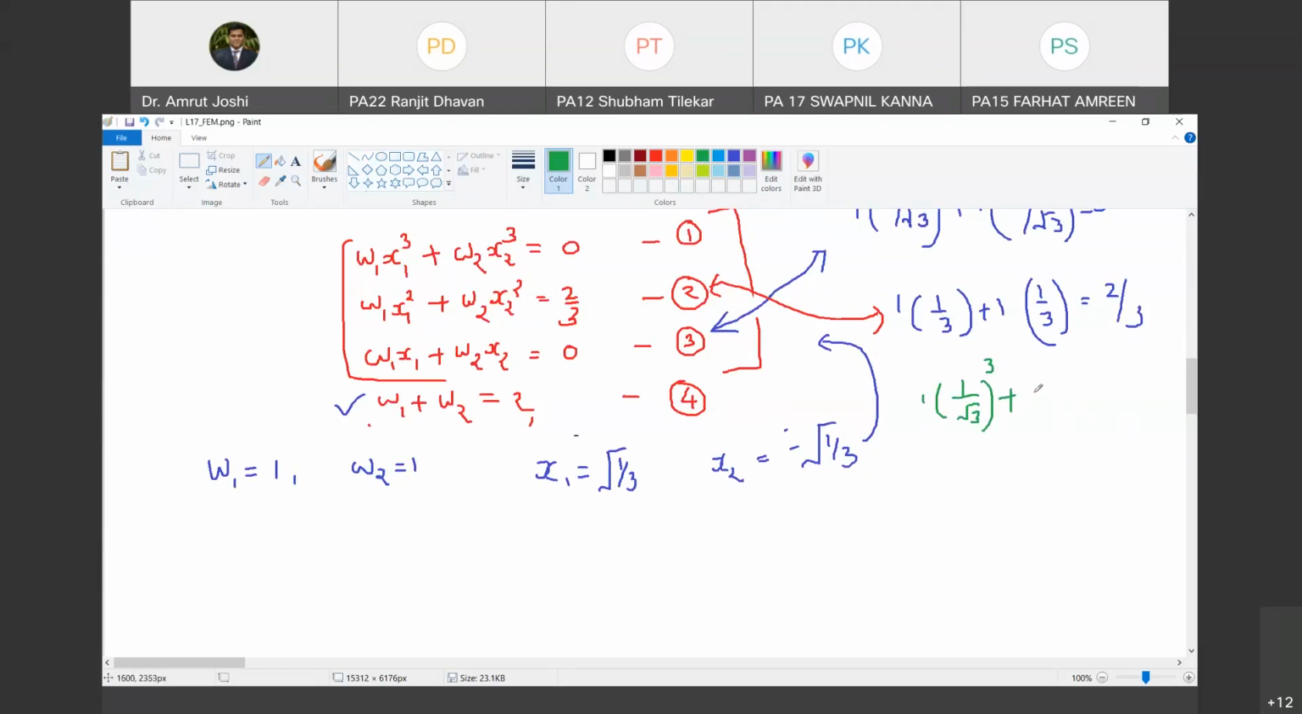Happy? Plus 1 into minus 1 by root 3 cube. So cube है तो minus sign रहेगा, so it will be 1 by root 3 cube minus 1 by root 3 cube. Do you agree with me? Yes, sir. Which is 0. Therefore, our first equation is satisfied. Agreed? Yes, sir.